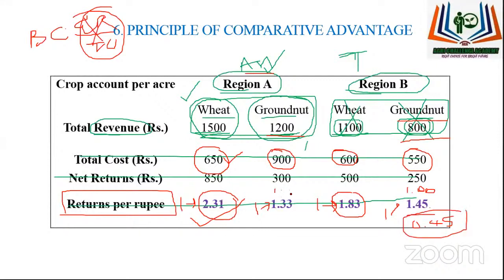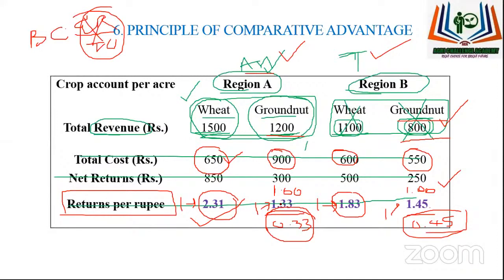But here 1 rupee of cost gives 1.33, so 0.33 rupees are extra returns. In 100 rupees conversion, 100 rupees gives 133 rupees, so 33 rupees are extra income. Here 100 rupees expenditure gives 145 rupees, so 45 rupees is extra income. I am considering it as 1 rupee. Comparing Andhra state and Tamil Nadu state, comparatively Tamil Nadu is good at groundnut production.